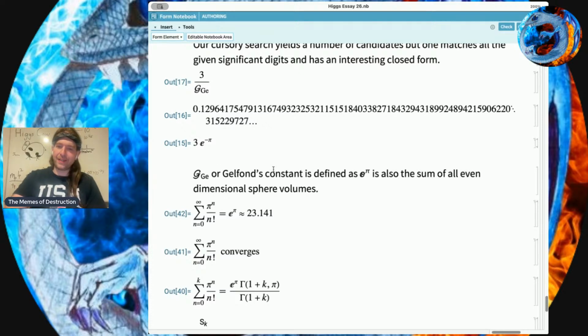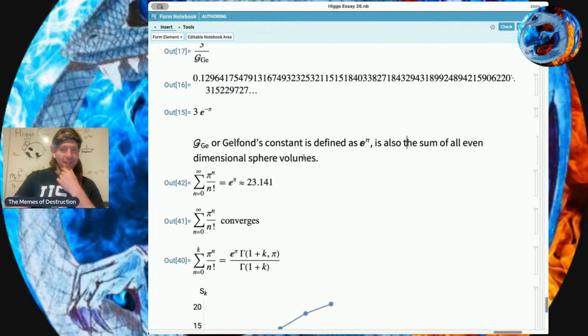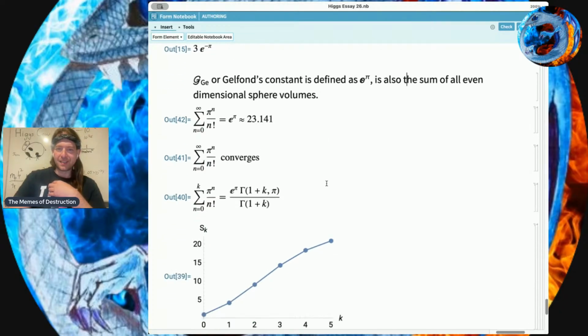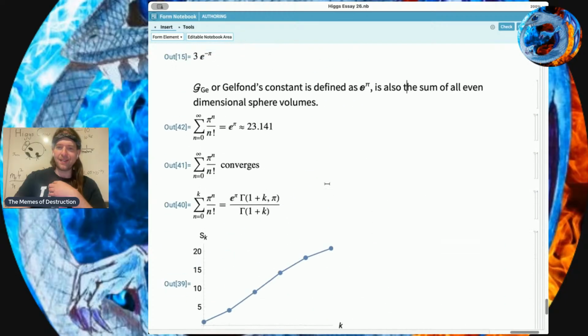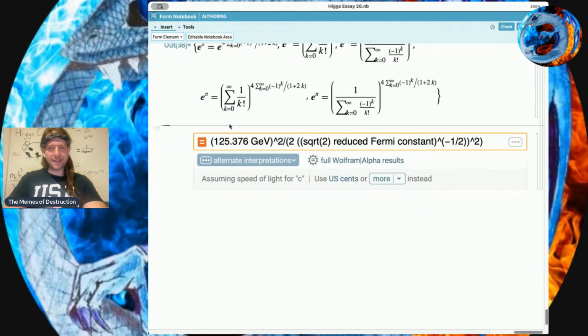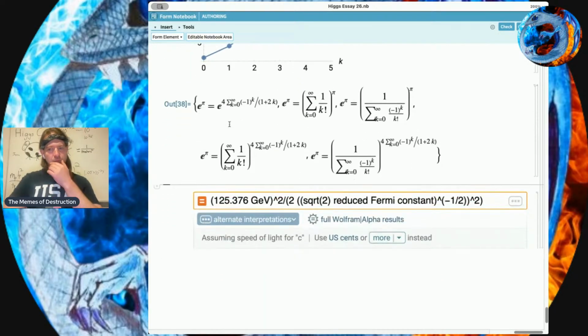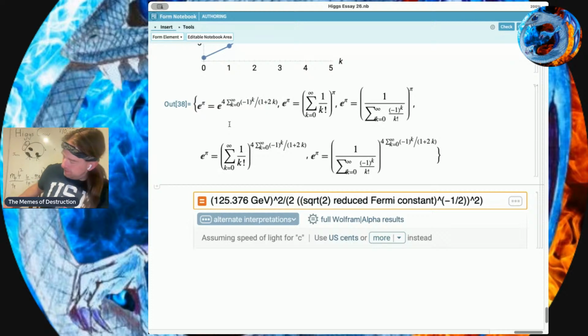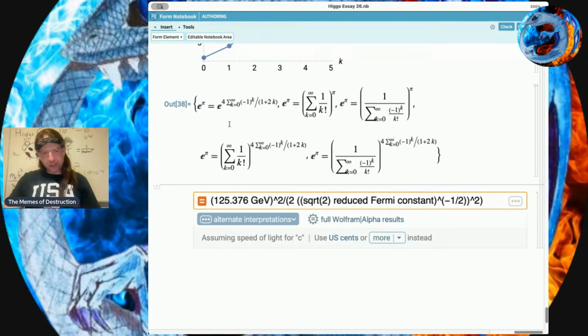So Gelfand's constant is defined as e to the pi. It is also the sum of all even dimensional sphere volumes. Basically e to the pi. Some more stuff will be required there. All right. Save. Cool. What do we got? Give me one moment.